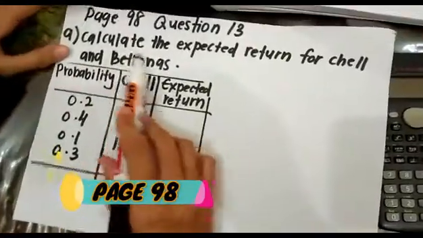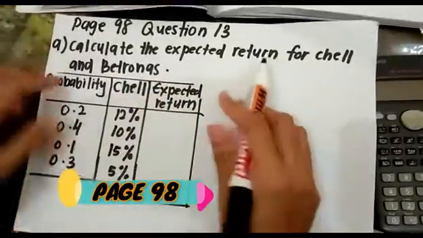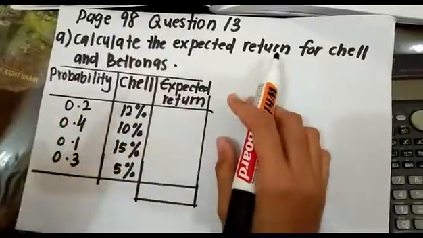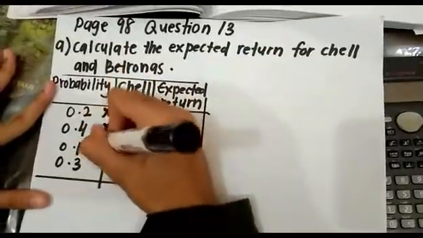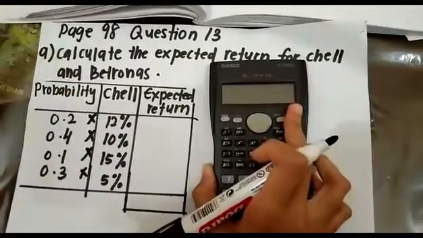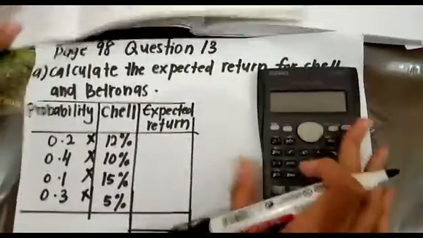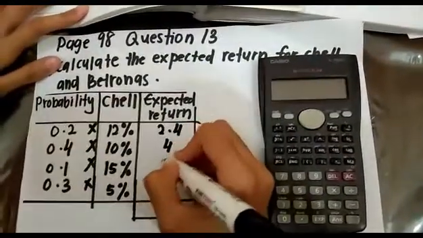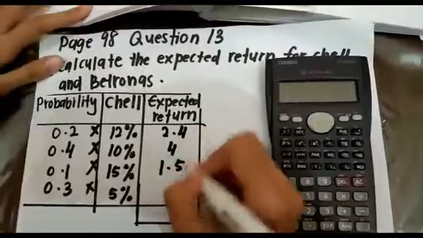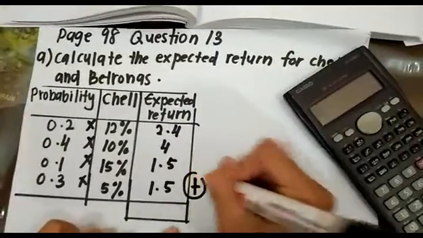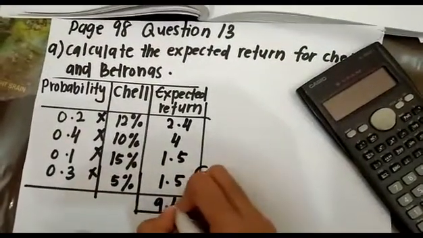This is the question. Calculate the expected return for Shell and Petronas. So you must draw a new table: probability, Shell, and expected return. How can we calculate the expected return? First, you just multiply the probability by the return and you get the expected return for each Shell outcome. After you have calculated, you get 2.4 and 1.5. So you sum up all of these and then you get 9.4%.